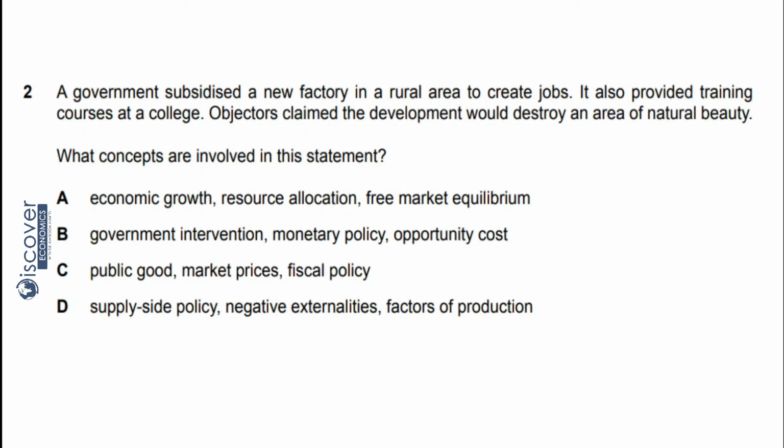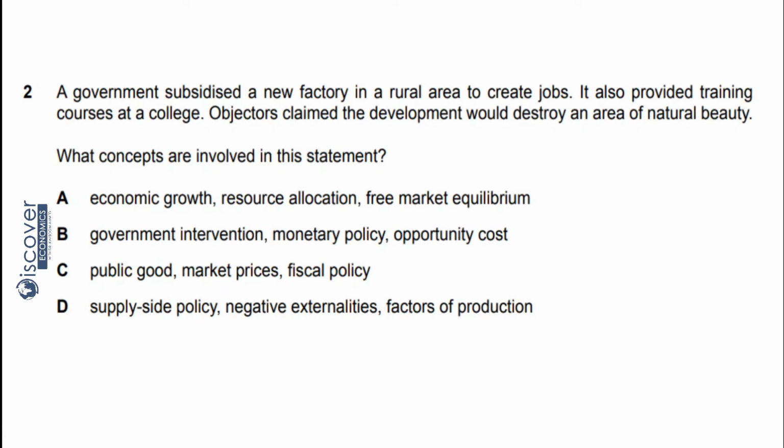Then come to next. Objectors claimed the development would destroy an area of natural beauty. Now the ones who have an objection are going to say that whatever the government is going to do will destroy the natural beauty, meaning there are going to be negative externalities of this economic activity. Now let's see what the question is. What concepts are involved in this statement? By looking at the statement, you know that you are talking about jobs, opportunities, and the development of certain economic activities.